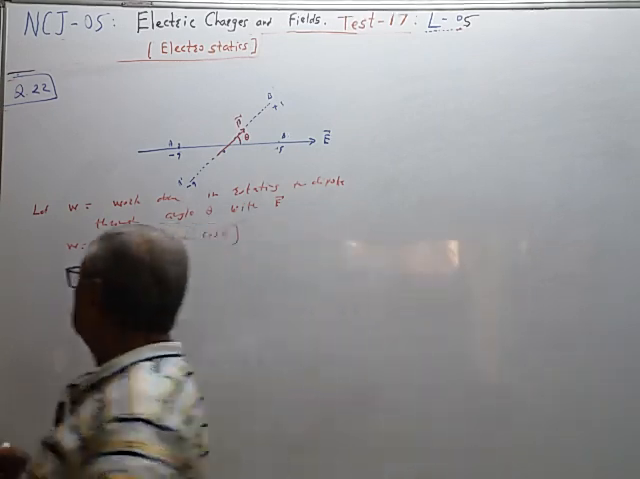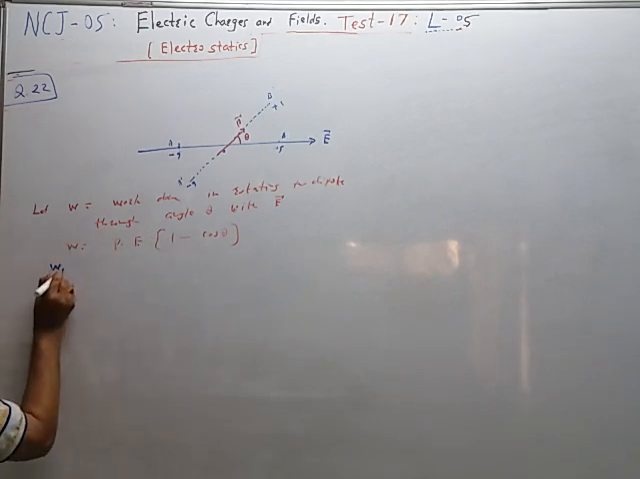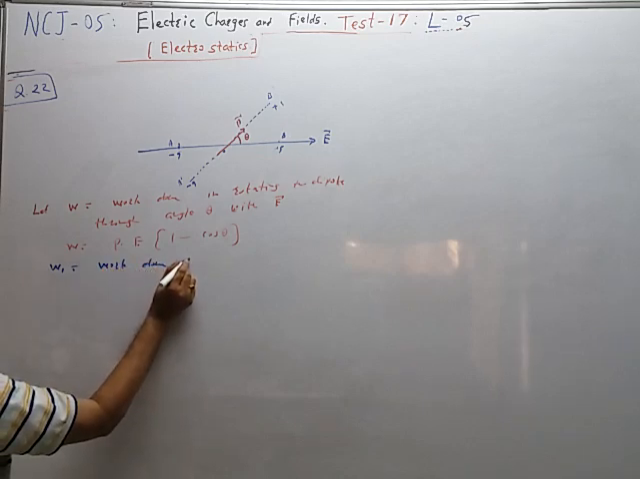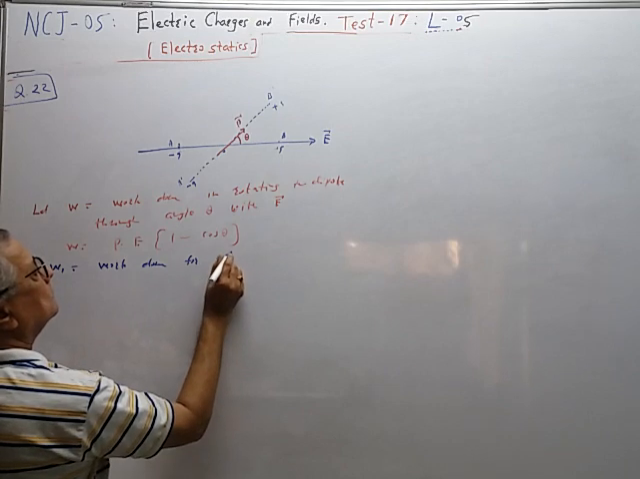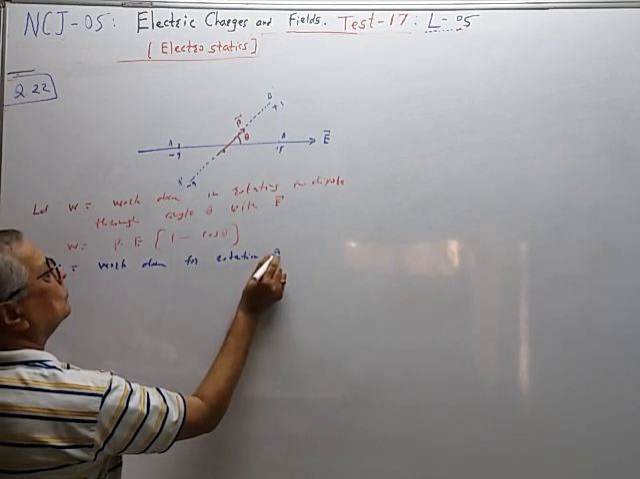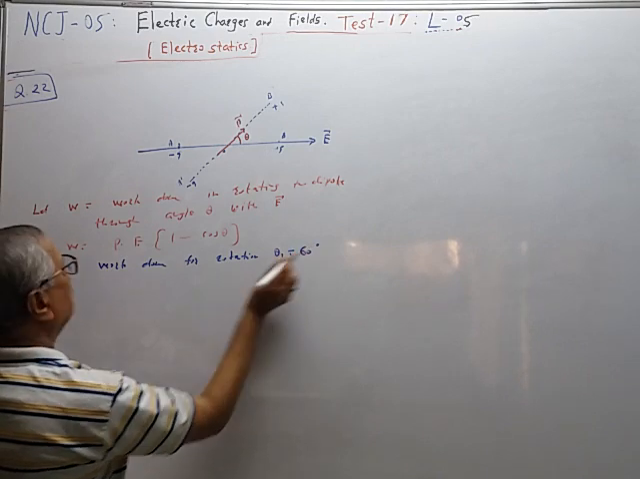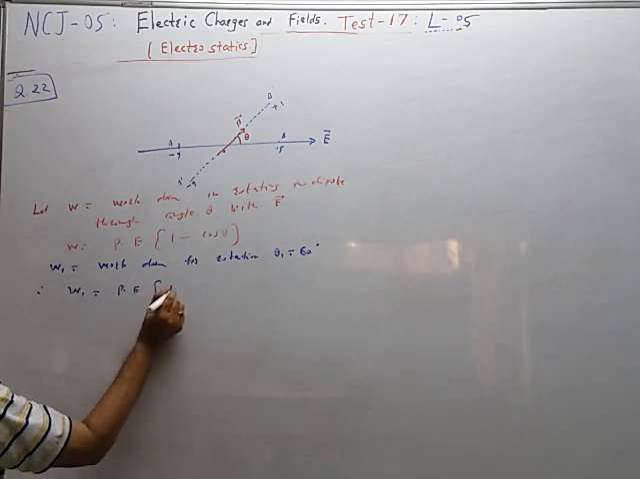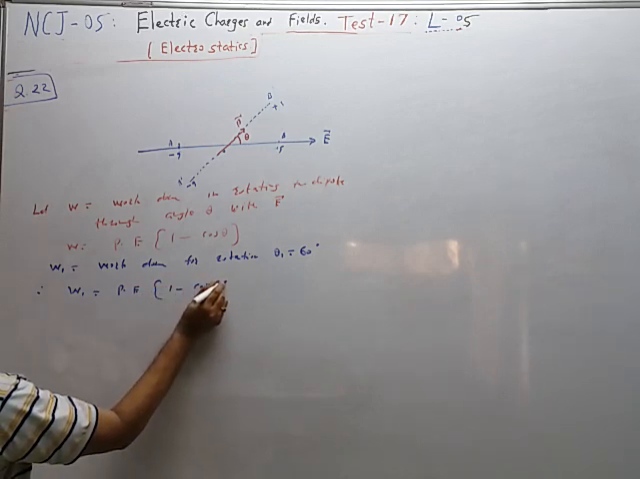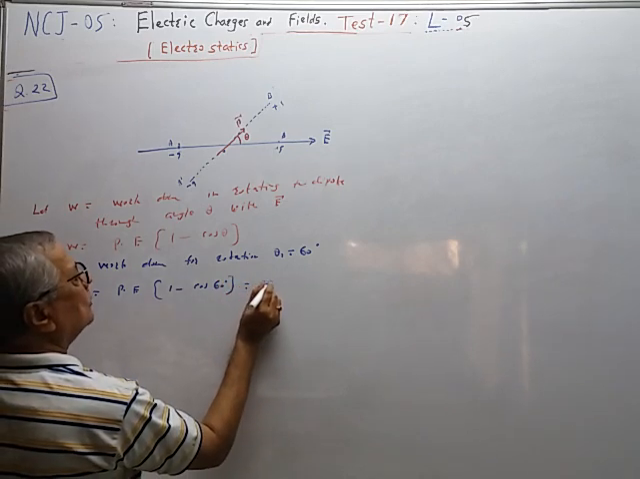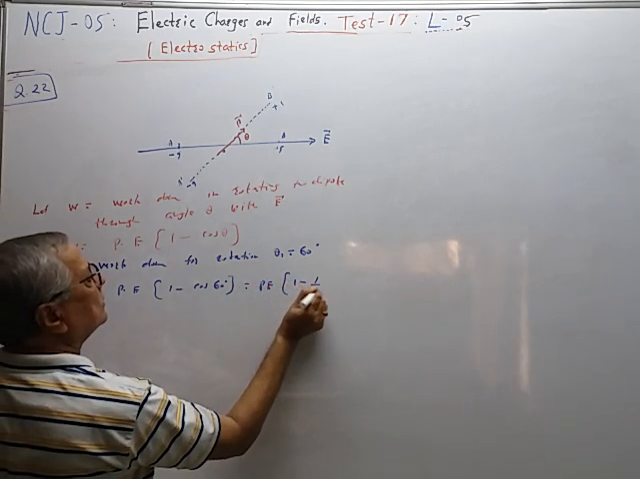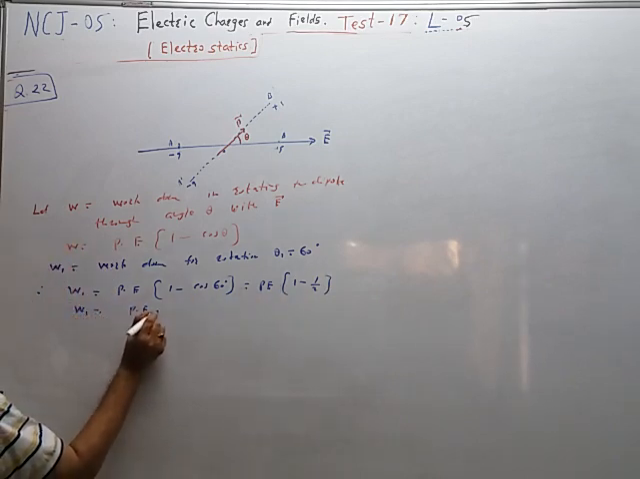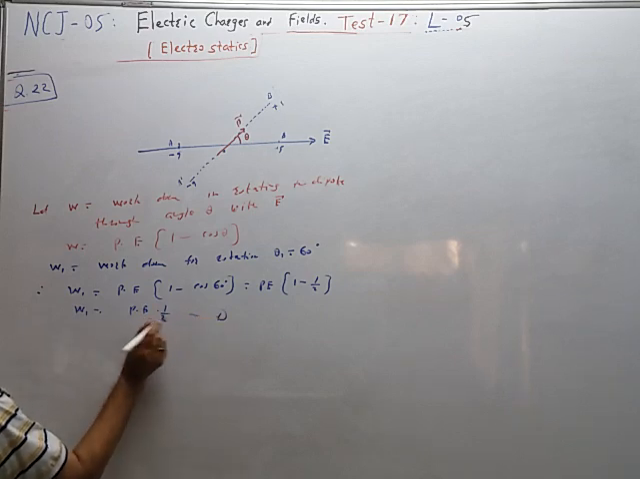So W1 is equal to work done for rotation theta 1 is equal to 60 degree. Therefore, W1 is equal to P into E into bracket 1 minus cos of 60 degree, is equal to P into E into 1 minus cos of 60, which is 1 half. And therefore, W1 is equal to P into E into 1 half. So this is equation 1.